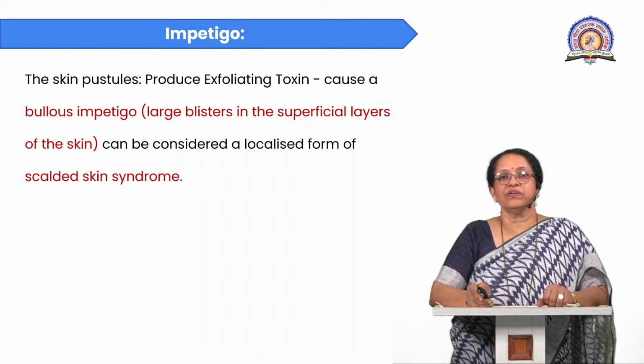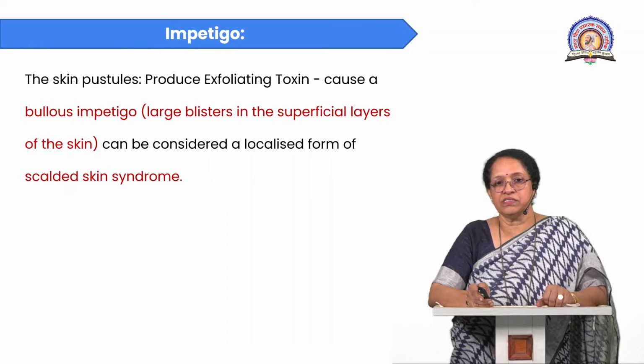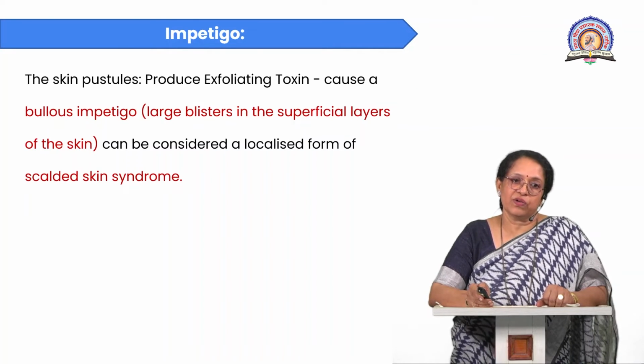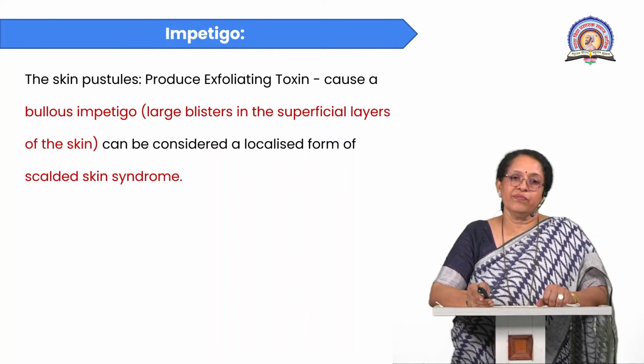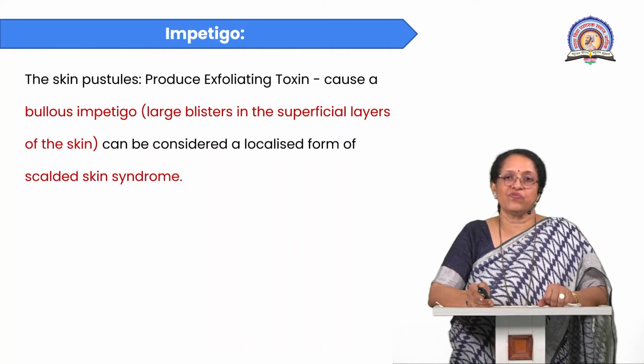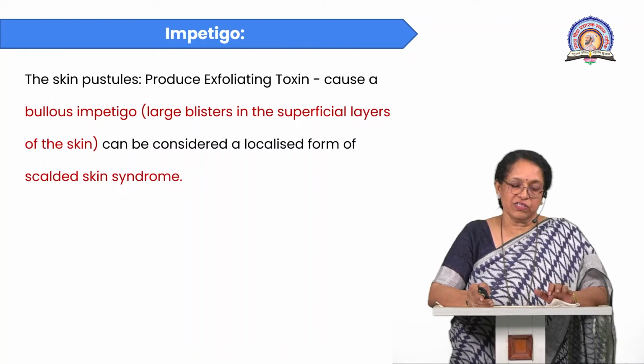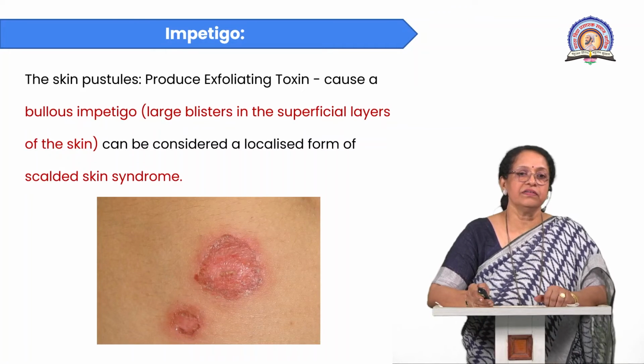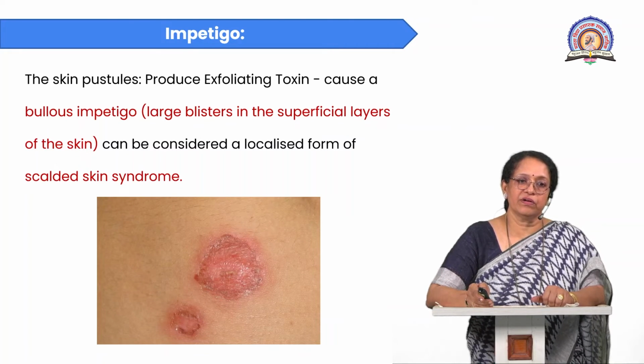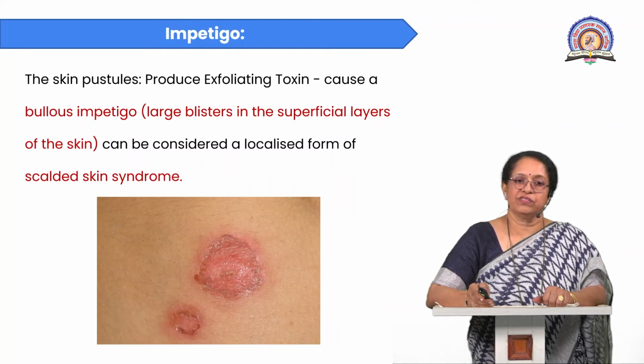Bullous impetigo is nothing but one large blister of the superficial layers of the skin, and it can be considered as a localized form of scalded skin. Means here the area involved is less as compared to the scalded skin syndrome. So this is the symptom showing scalded skin, a large blister, called bullous.